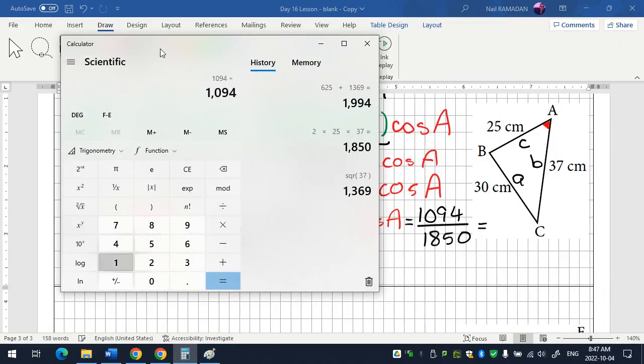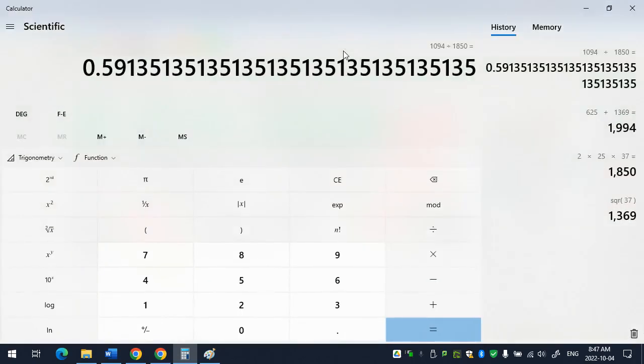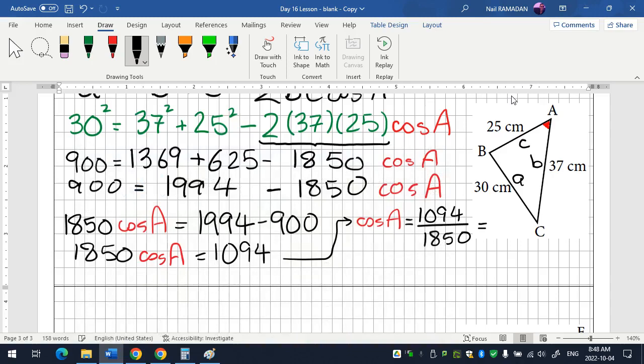1094. How many decimals always? 4. Okay, what would this? Wow, look at this. 135, 135 forever. Interesting number. What would this be? 5914. Perfect. So point 5914. Is this my angle or the cosine of it?